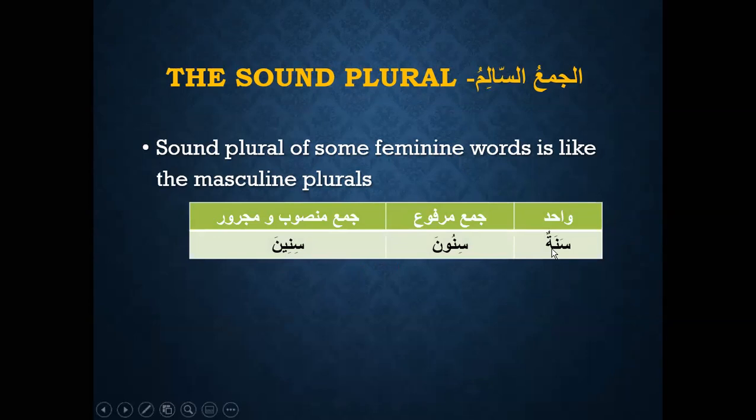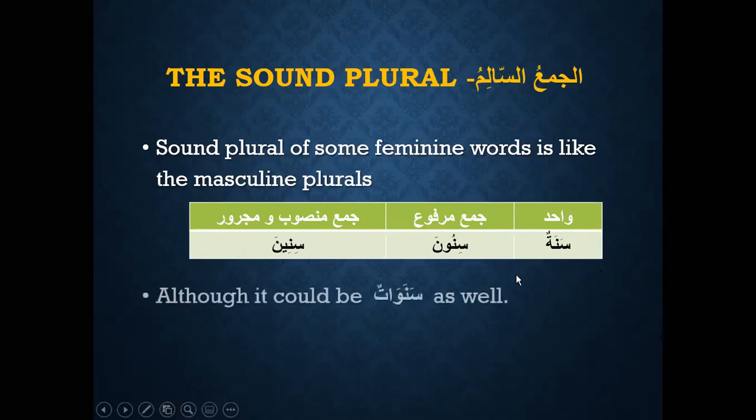The plural of sanatun is sinuna, sinina. Although this is a feminine word, sometimes a feminine word may take the masculine plural form: una, ina, ina. Mansub and majroor will be the same. So that's a few exceptions only. There's also a feminine plural for it, sanawatun, which is feminine sound plural.